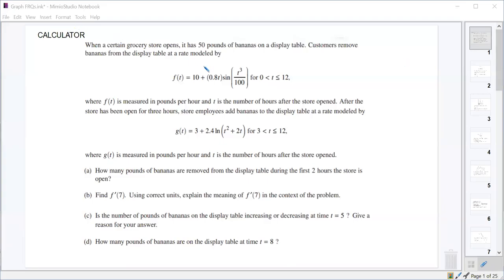When the grocery store opens, there are 50 pounds of bananas on the display table. So note that there is an initial condition. Then customers remove the bananas at that rate, and it gives us the units, pounds per hour.